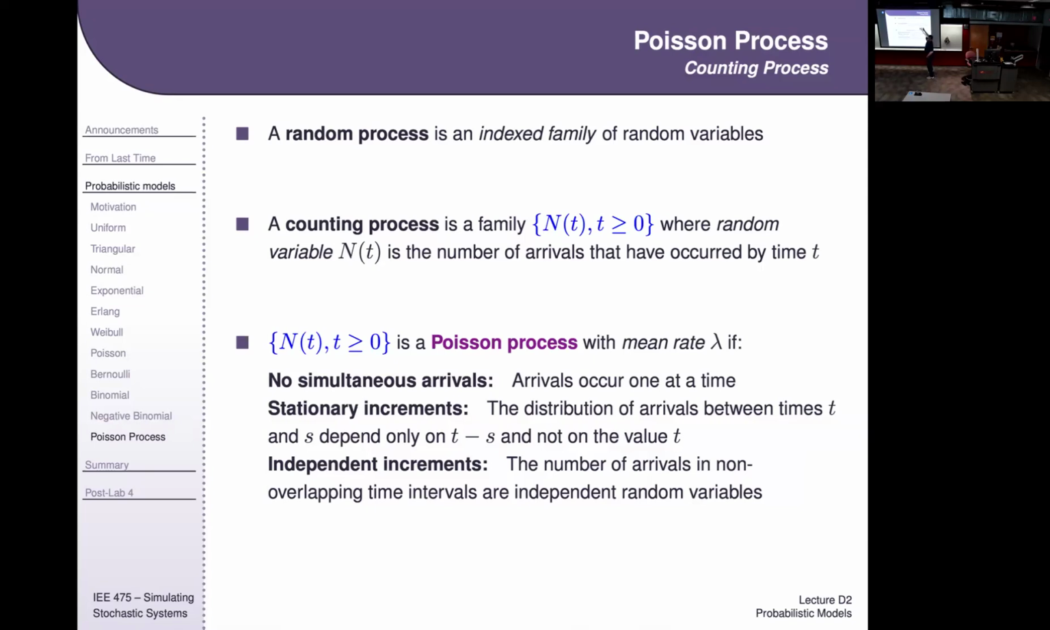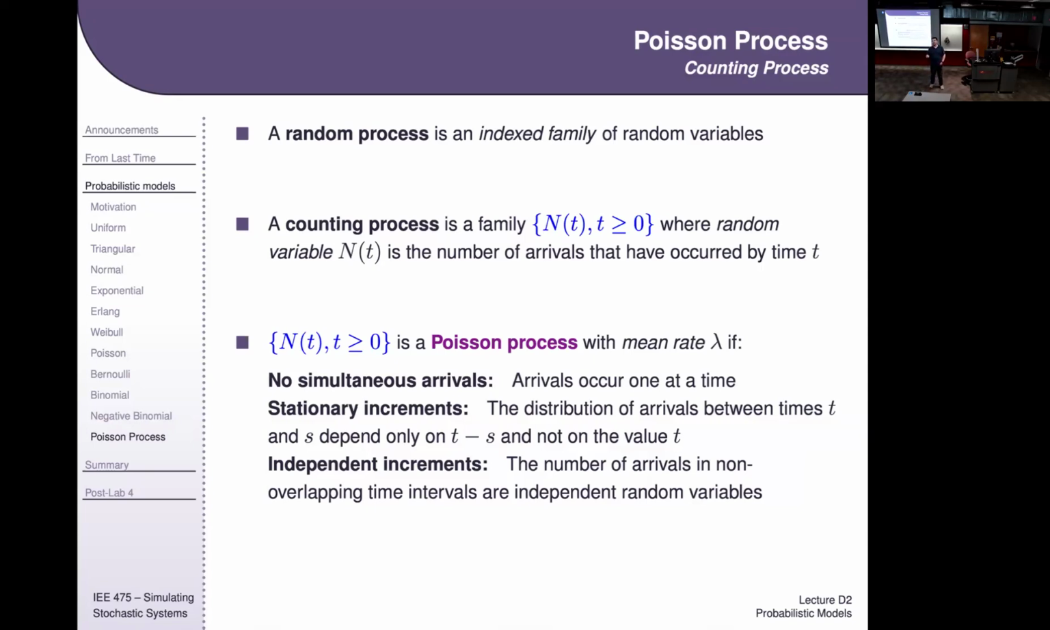Are there any questions on what I mean by that? About process versus variable? So a process is a collection of variables. And then a special counting process is the Poisson counting process, or the Poisson process.